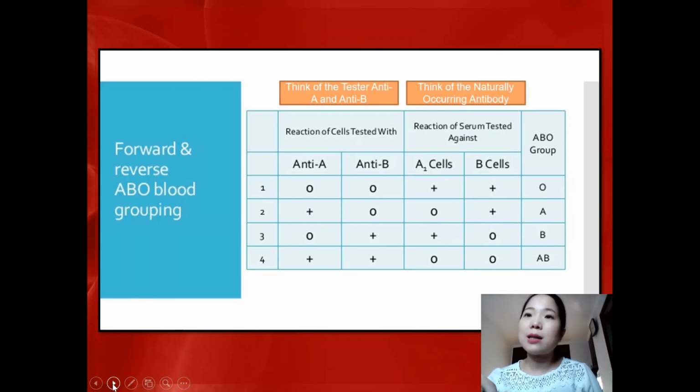And for the last, you do not have any agglutination. So it means that this serum doesn't have any antibodies present in its plasma. So which blood type does not have any antibodies in its serum? That would be your blood type AB. So that's for the forward and reverse ABO blood grouping.